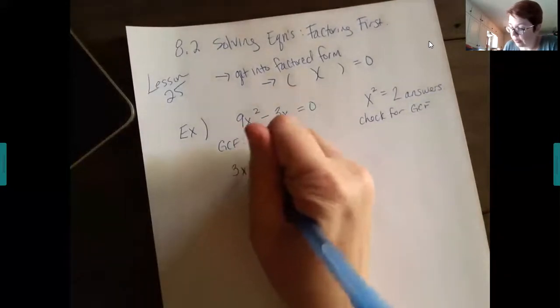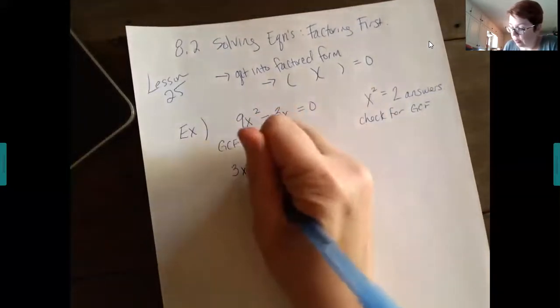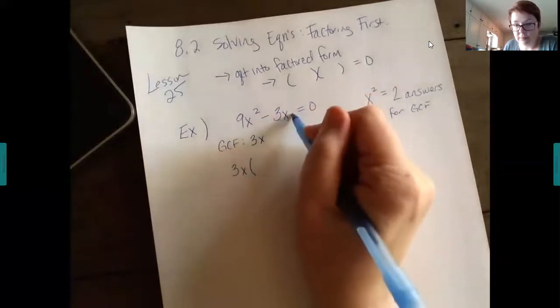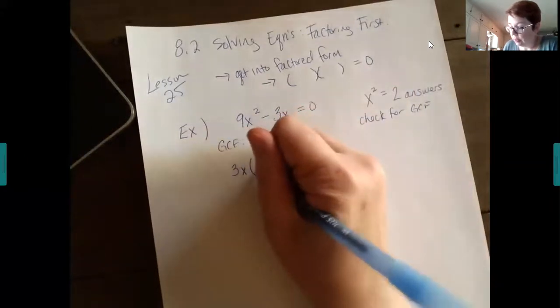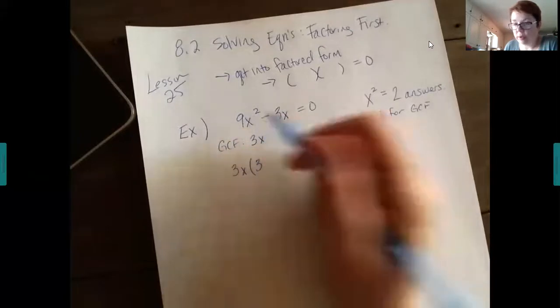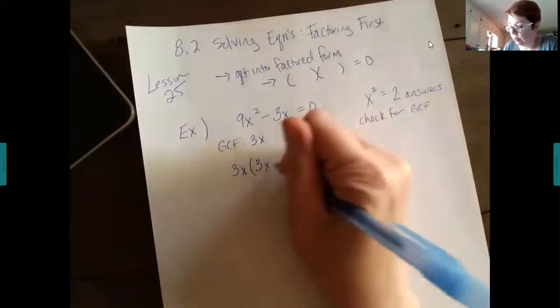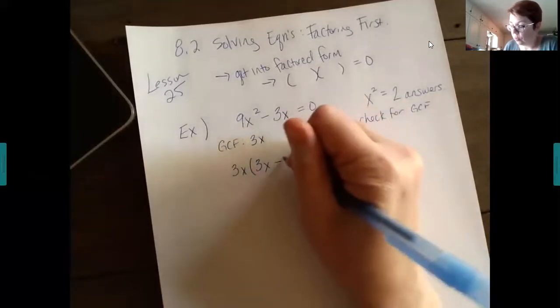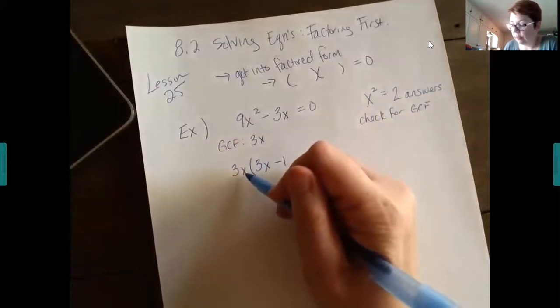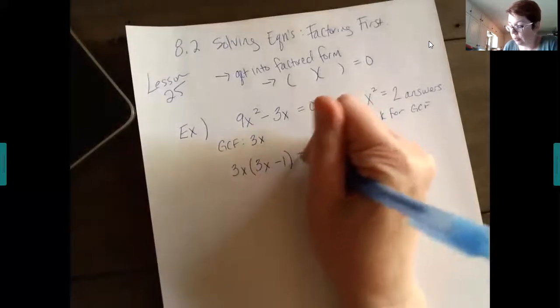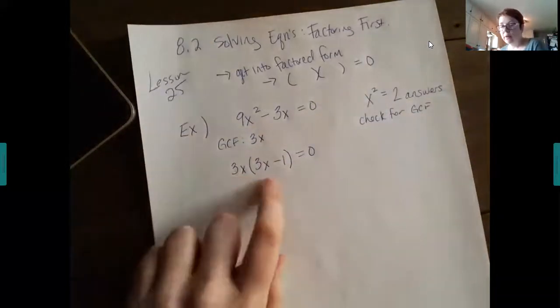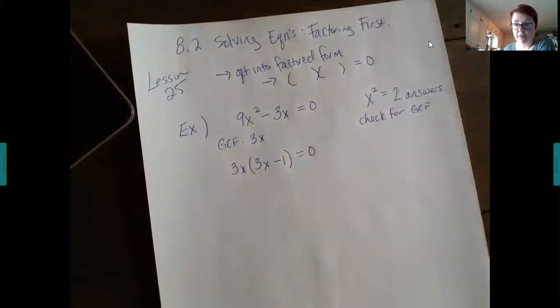I'm going to take 3x from this equation. And so 9 divided by 3 is 3. I'm taking 1x away from x squared. 3 divided by 3 is 1. And taking this x away from that x, there's no x left, right? Anything divided by itself is 1. So now I have it in factored form. There's nothing else I can do. There's nothing more I can take out.